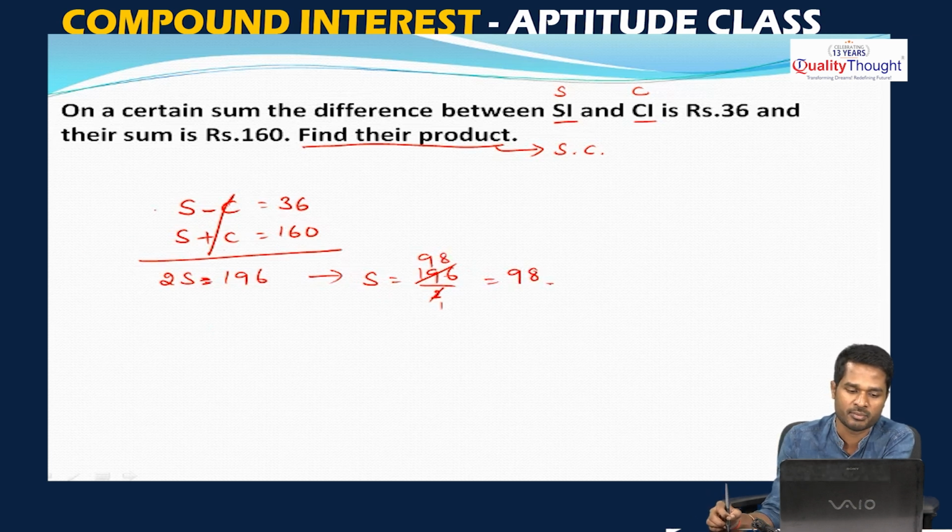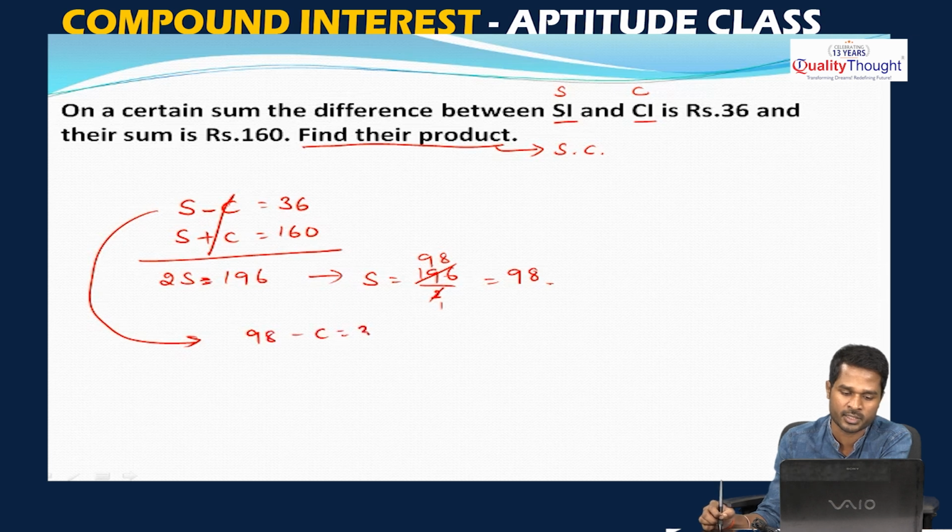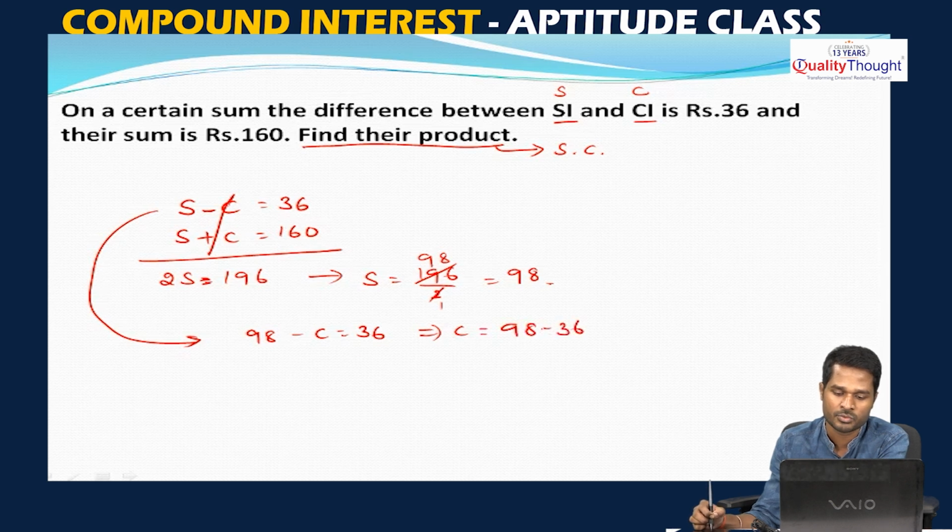Now take any one equation. I will take this. So S value is 98, minus C is equal to 36. So the C value, the compound interest value, is 98 minus 36. Minus C will become plus C when I take it to the right side, and this 36 will become negative. So 98 minus 36 is 62. Now the simple interest value is 98 and the compound interest value is 62.